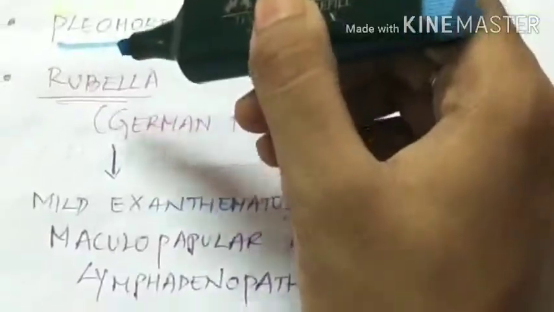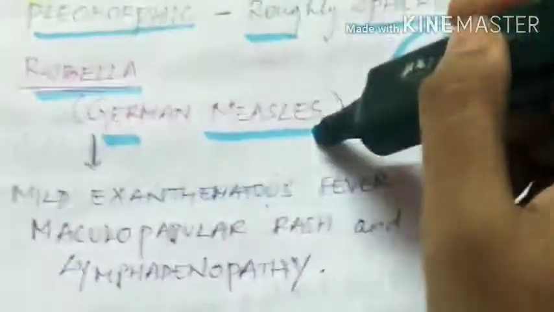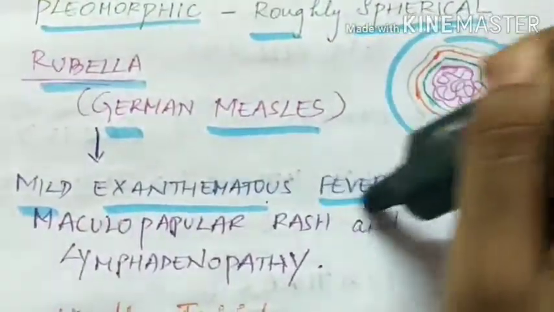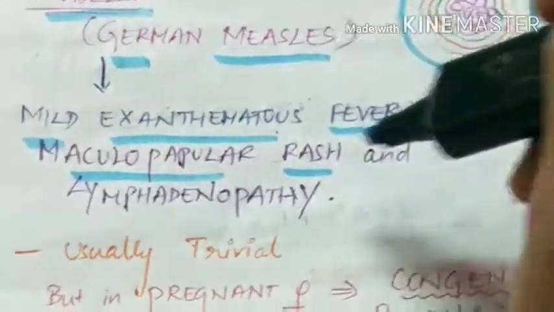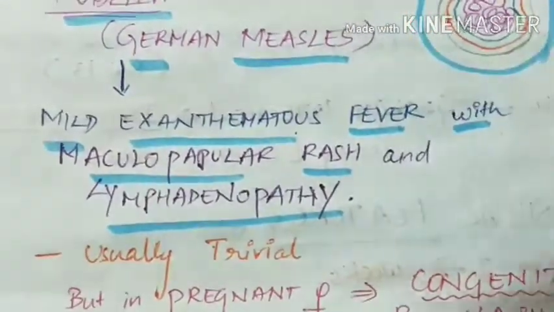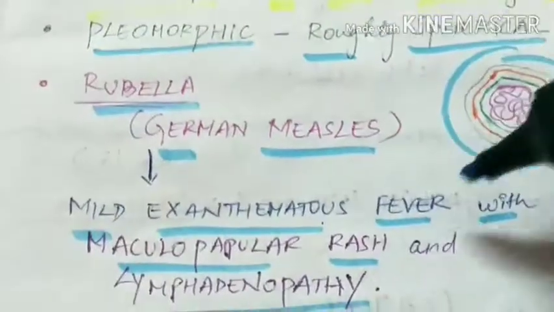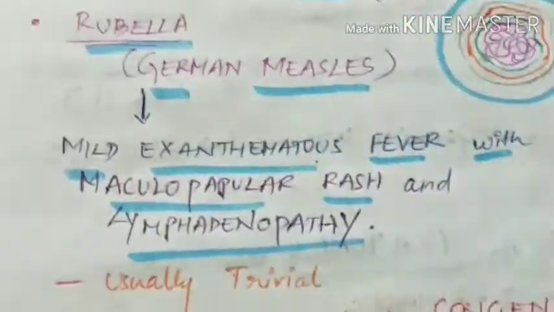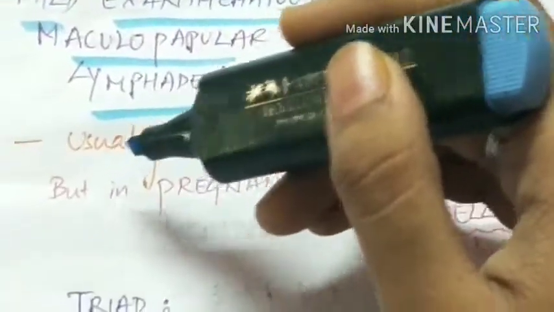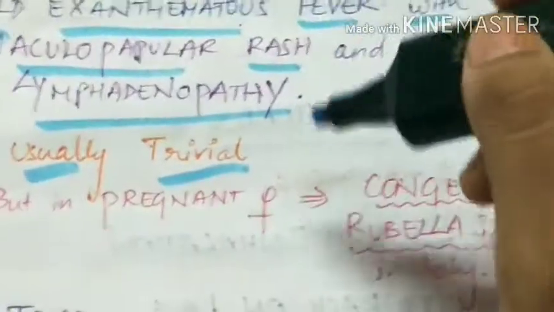The rubella virus causes rubella, which is also called German measles. It is a mild exanthematous fever, that is, it has skin involvement with maculopapular rash and lymphadenopathy. Rubella is usually trivial, that is, it is not very severe and hence it is of less importance.